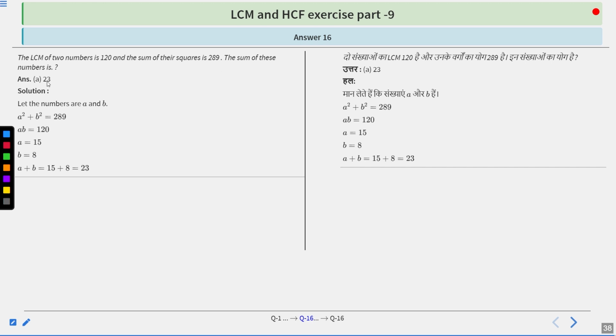We have to find the sum of these numbers. So the sum of these numbers, that is A plus B, is equal to 15 plus 8, that is 23. That means option number A, 23, is the correct answer.